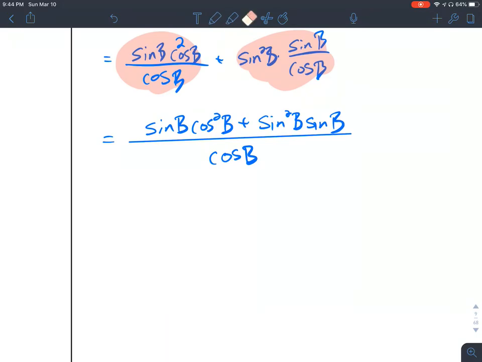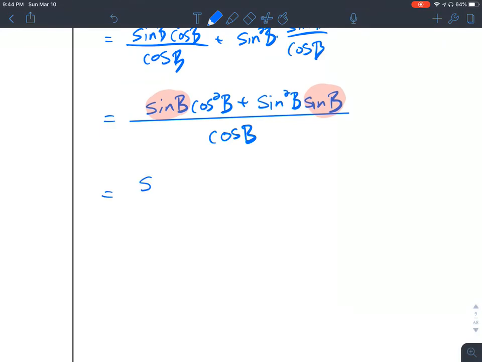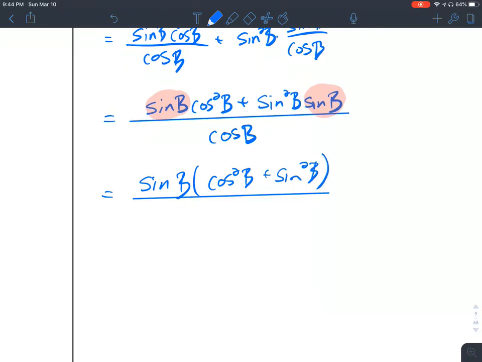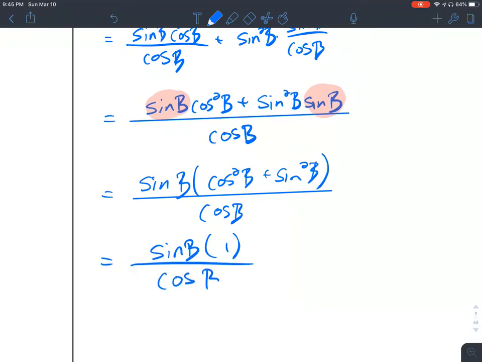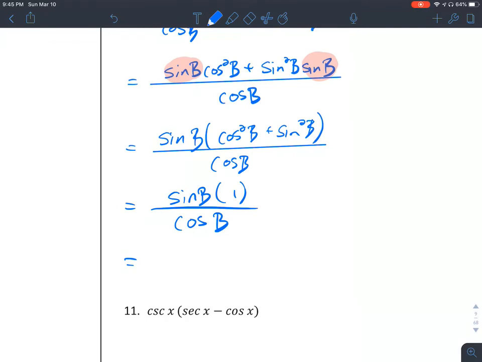Well, let me tell you how. There's a GCF in the numerator. Both of these terms have sine of beta in them. If we factor that out to the front, we're going to get cosine squared of beta plus sine squared of beta in the numerator. I hope you know what that is. This is equivalent to 1. So this is going to be sine of beta times 1 over cosine of beta. Sine of beta divided by cosine of beta is tangent of beta. Finished.